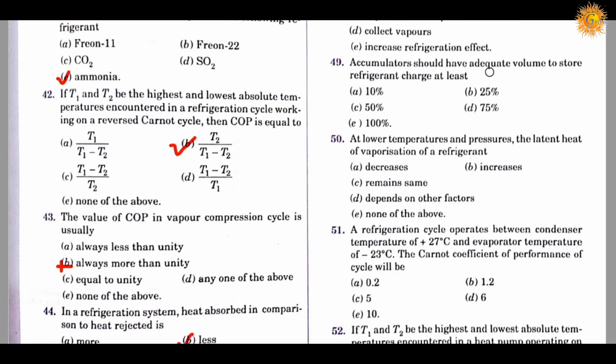Question number 49. Accumulators should have adequate volume to store refrigerant charge of at least, option A, 10%, option B, 25%, option C, 50%, option D, 75%, option E, 100%. Correct answer is C, 50%.